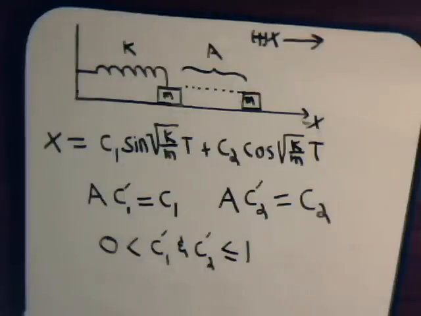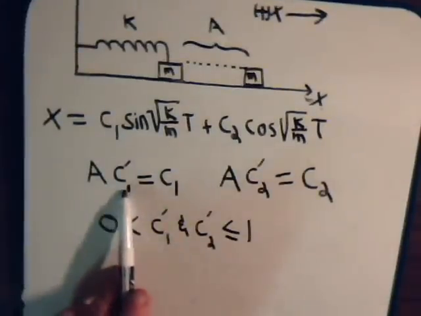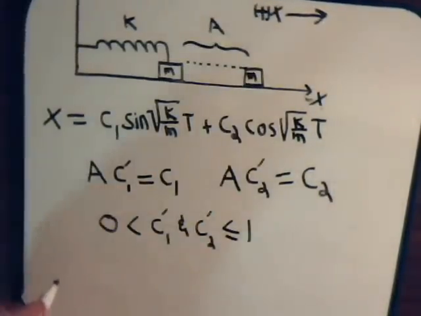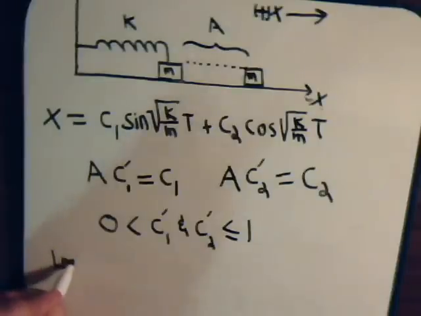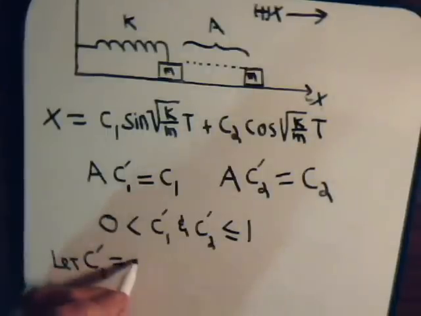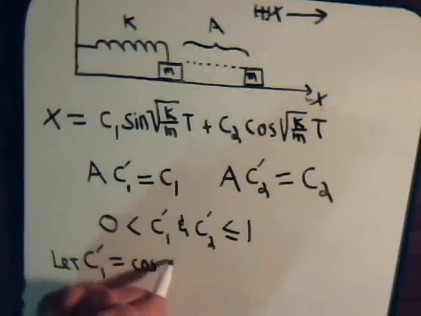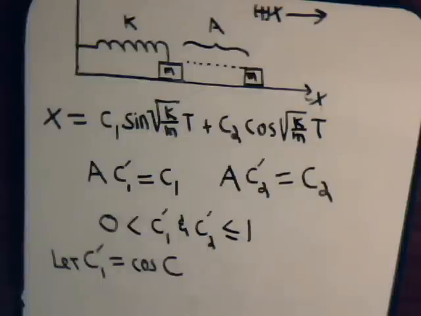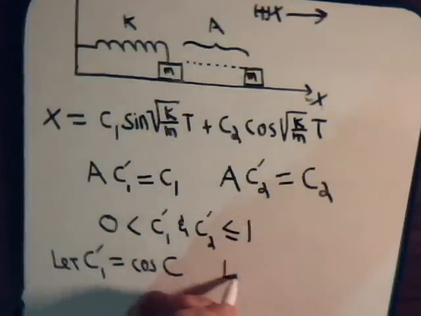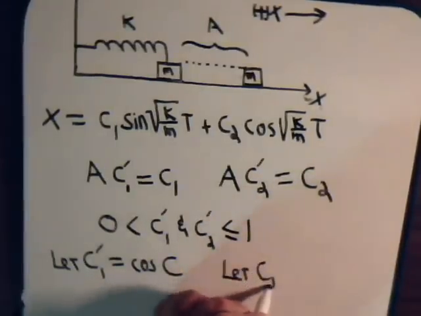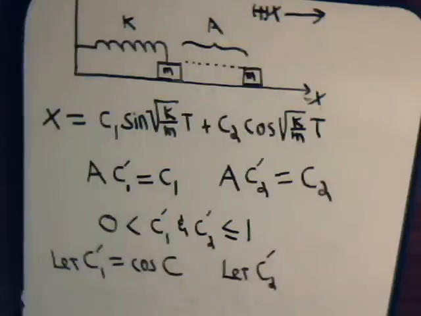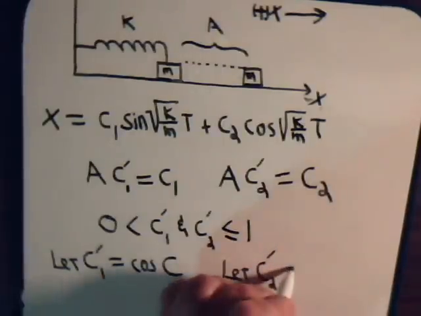So if we do that, let's take it a step further. C1 prime and C2 prime are between 0 and 1. So let's say that C1 prime equals the cosine of, say, C, and C2 prime will equal the sine of C.